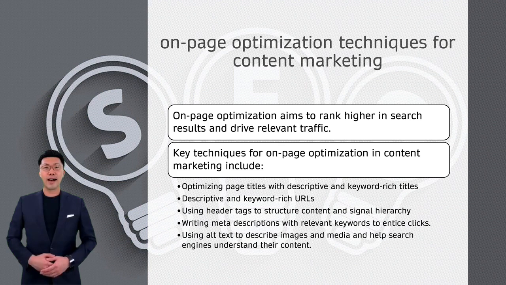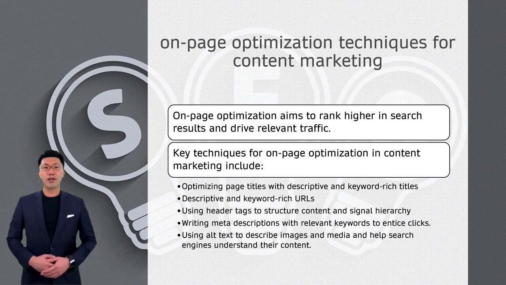Next, let's discuss on-page optimization techniques for content marketing. On-page optimization refers to the optimization of individual web pages in order to rank higher in search engine results and earn more relevant traffic. Some key on-page optimization techniques for content marketing include optimizing page titles, URLs, and header tags. Page titles should be descriptive and accurately reflect the content on the page, and should include relevant keywords. URLs should also be descriptive and include relevant keywords.